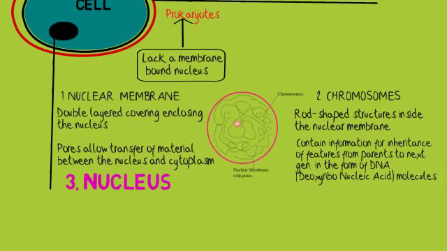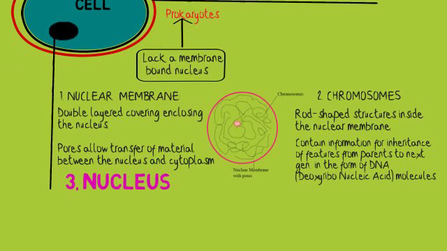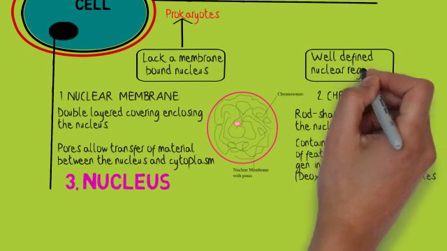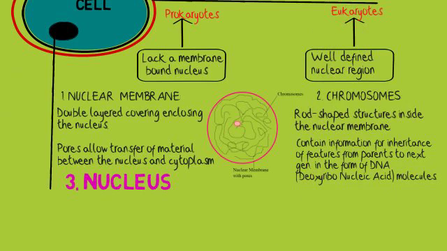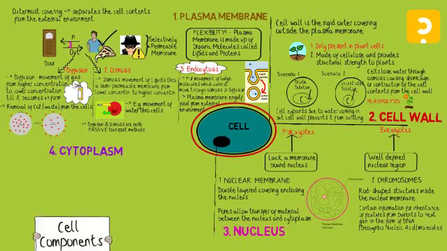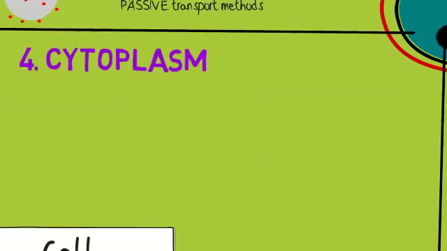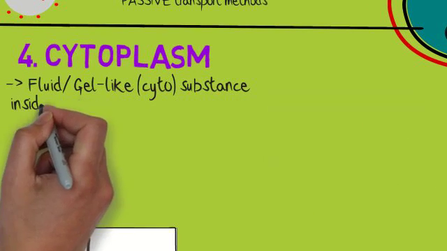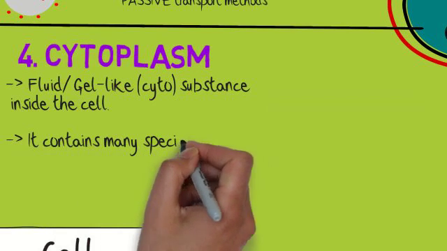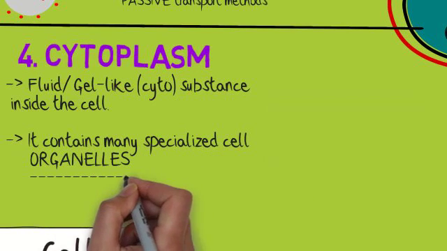Pro means before and karyotes mean a nut or a kernel. And similarly, cells with a well-defined nucleus are called eukaryotes. Eu means well or well-defined and karyotes is again a nut or a kernel referring to the nucleus. Last but not the least, let's talk about the cytoplasm. The cytoplasm is a fluid or gel-like substance inside the cell. It contains many specialized organelles or little organs in it.